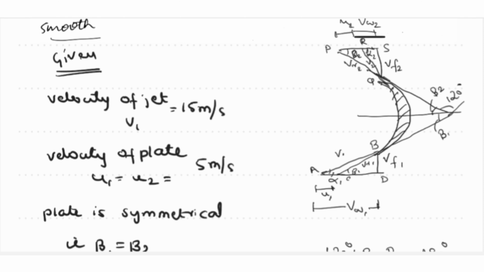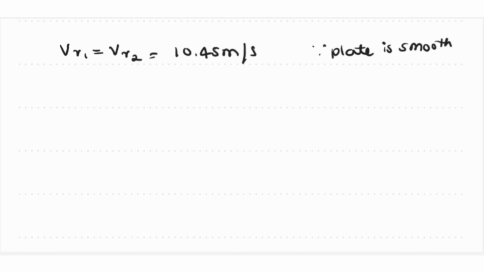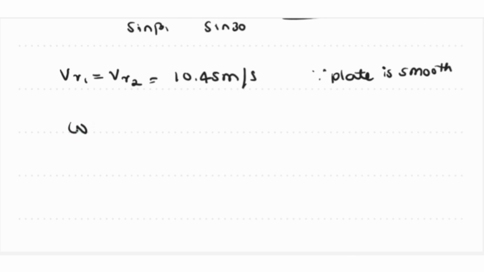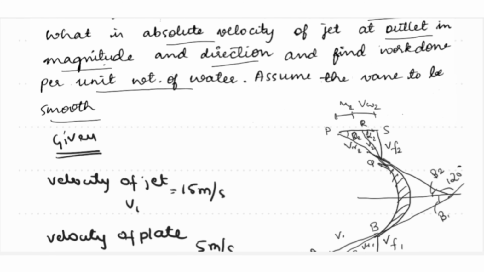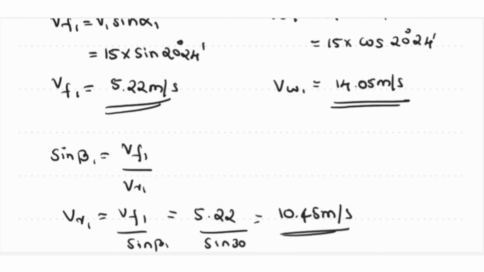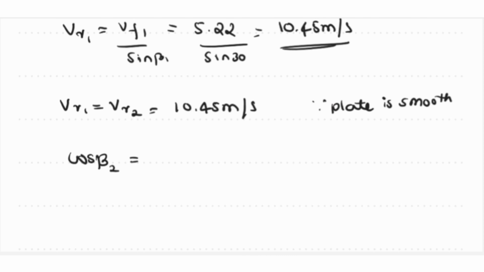Now we can calculate VW2 by applying cos beta to the triangle QPS. So apply cos beta 2 at the outlet triangle. Remember, cos beta 2 is equal to the adjacent side, which is U2 plus VW2, divided by the hypotenuse VR2. So cos beta 2 is equal to U2 plus VW2 divided by VR2.